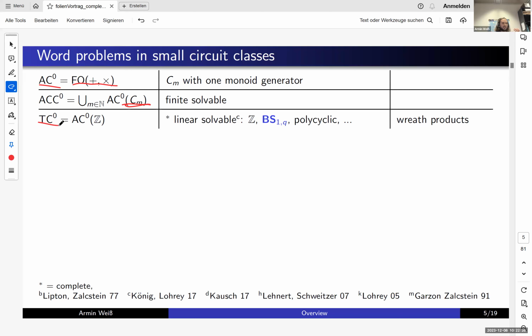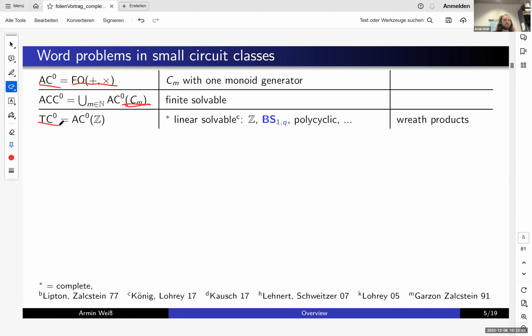TC0 is also interesting because if you think about what a neural network is, these neurons sum up their inputs and output one if the sum is large enough. So we are using the addition in the infinite group of the integers. There are some details in the translation, so it's not straightforward that we can say every neural network is a TC0 circuit, but it's a reasonable theoretical model for them. So that is also a reason why it should be interesting.